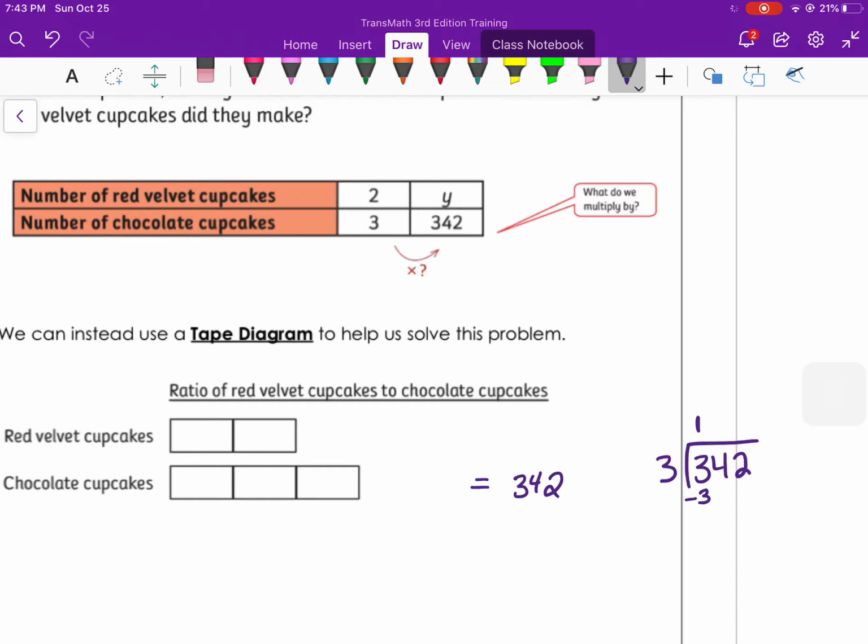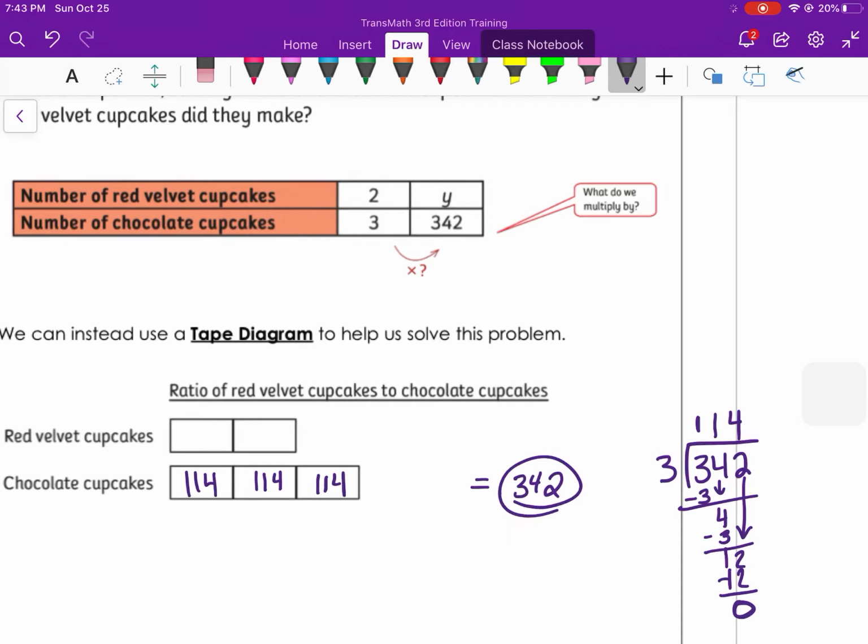So 3 goes into 3 one time. Subtract, bring down the 4. 3 goes into 4 one time. Subtract, that's 1. Bring down the 2. 3 goes into 12 4 times, that's 12, we're done. So 114. You can also double check that with the calculator. 342 divided by 3. So that means that each box gets 114.